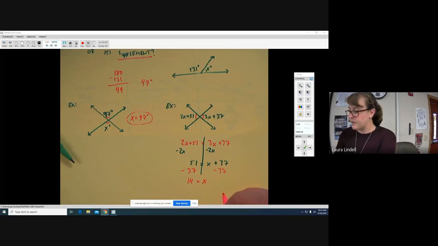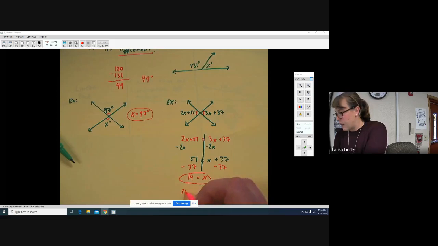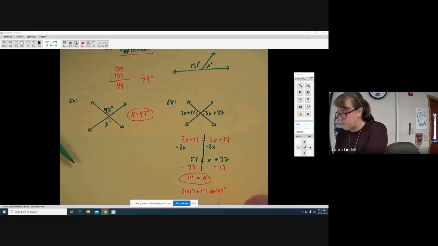Okay, so in a problem like this, since they're vertical angles, the main idea is that we're going to set them equal to each other now, instead of adding and setting equal to something else like we have done so far in most of our angle problems. So x is 14, and then if you wanted to, you could plug it back in up here and go, okay, well, 2 times 14 plus 51 gives me 79 degrees. So my two angles would each be 79 degrees here. It's supposed to be an equal sign.